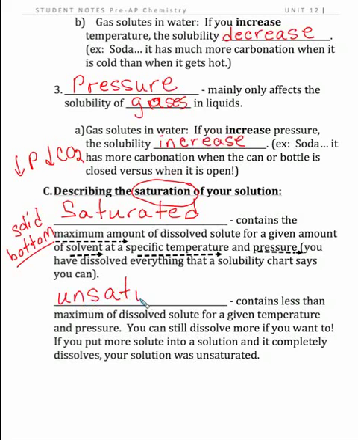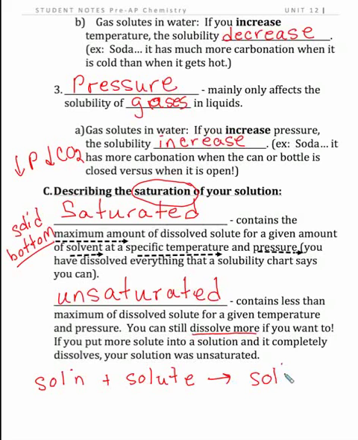Unsaturated. I would know if my tea was unsaturated if, when I was adding the solute, I could dissolve more. So if you have your solution and you add more solute and it all goes into still one big solution with no solid on the bottom, then you know that you have an unsaturated solution.